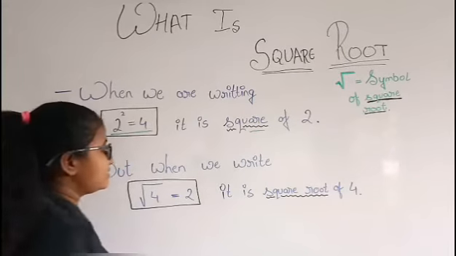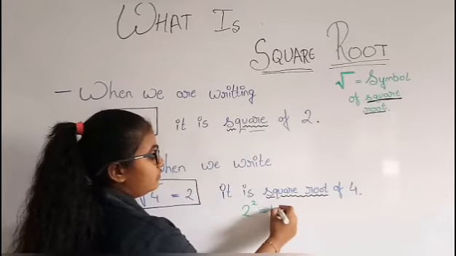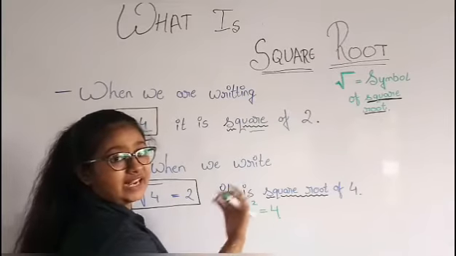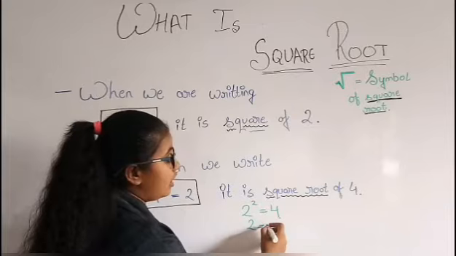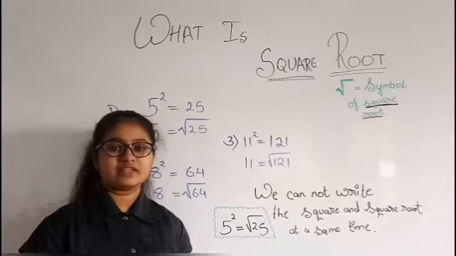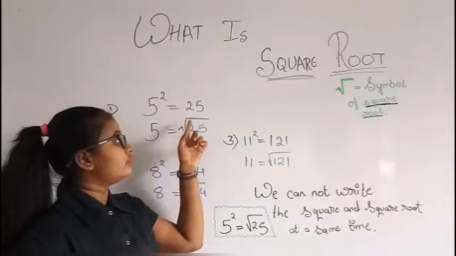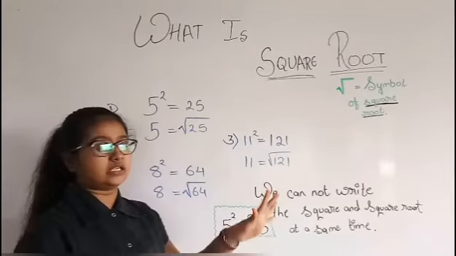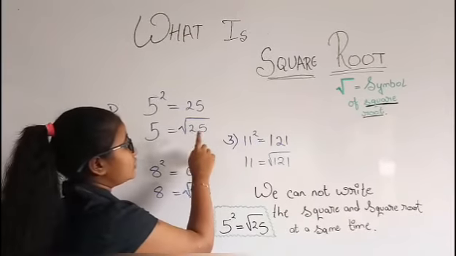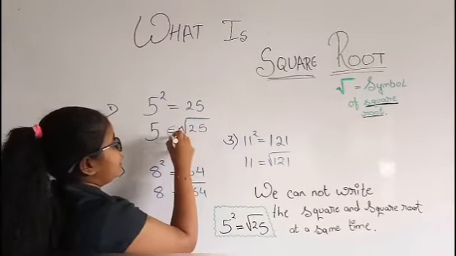Now try to understand this. When we are writing 2 here, square of 2 equals 4. But to remove this square and move it to the right hand side, we are writing under root 4. Okay? Let's see some examples. When we are writing square of 5 here, we will write the answer 25. But when we are writing only 5 here, we have to put under root 25, otherwise it will not be equal.